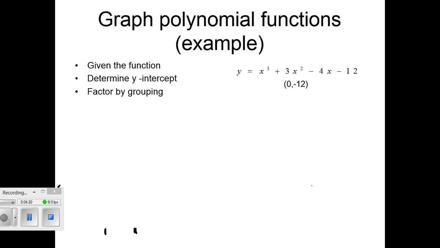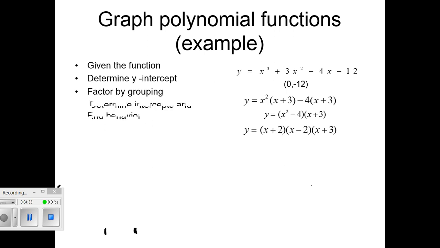It will factor. We can factor it by grouping. I'm going to split it apart, pull out the common factors from each of the two groups, and then we're going to refactor this again. And in factoring that, we see that it offers us 3 x-intercepts at 2, -2, and -3.